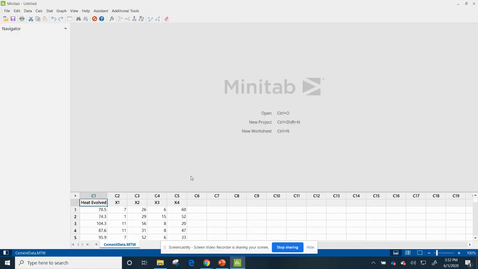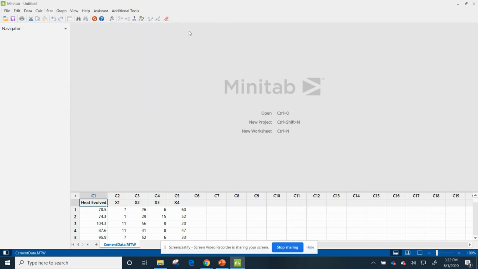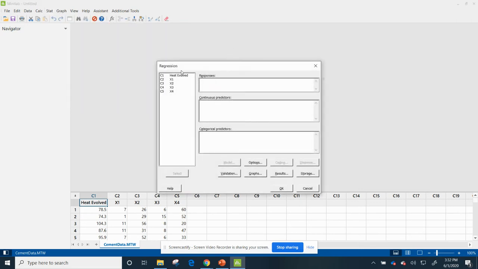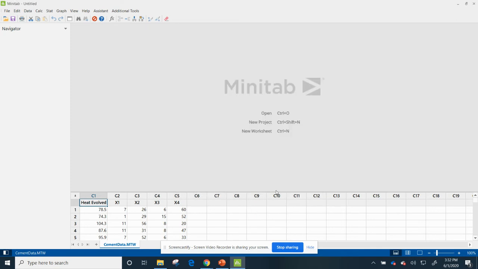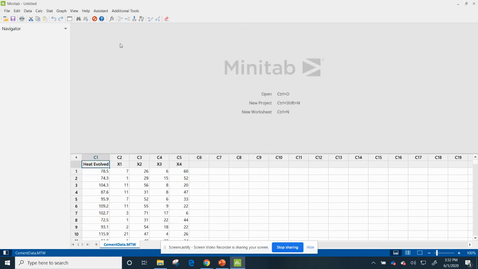Okay, so I've got my variables down here. I'm going to go Stats, Regression, Fitted Regression Model. My response is heat evolved. My continuous predictors are X1, X2, X3, and X4. And again, it always helps to look at your data. Let me show you if I go back and look at my data. You can see these are all just numbers and there are no categories to them. They look pretty good.